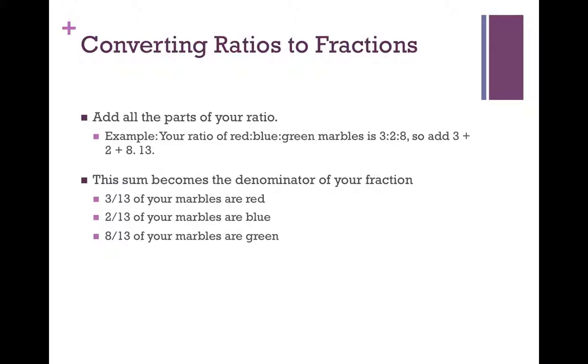So the way that you convert this into a fraction, which might be more usable to you, is simply by adding those numbers. So 3 plus 2 plus 8 would give you 13. Once you know that you have 13, that's actually going to be the denominator in your fraction as you move forward. So instead of saying we have 3 red for every 2 blue for every 8 green, we can simply say that 3/13 of our marbles are red, 2/13 of the marbles are blue, and 8/13 of the marbles are green.